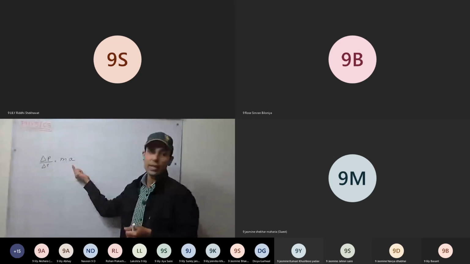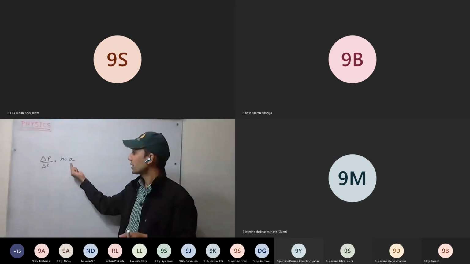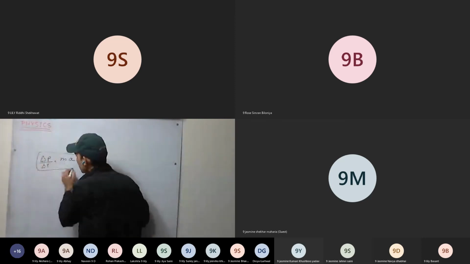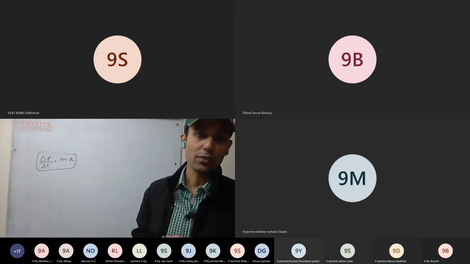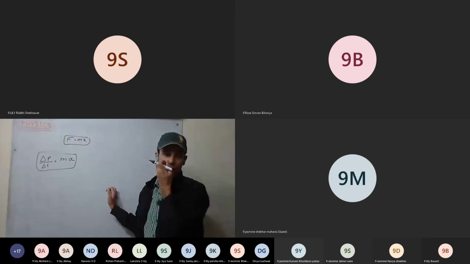So this we derived with the condition that mass remains constant. There is no change in mass. With this condition, we derived this equation, and we'll be using this equation afterwards as well. Today we'll derive Newton's second law equation, that is F equal to ma. This we are going to derive.